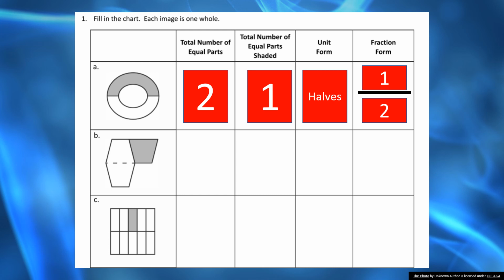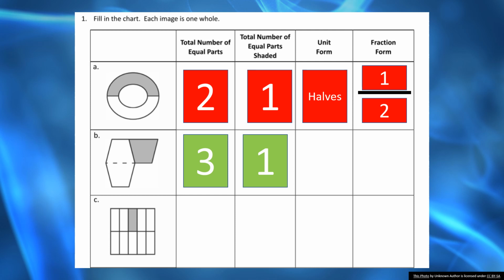Now, if you need to pause your video so that you can write this down for the shape or the image of letter A, go ahead and do so now. Now let's look at the image for letter B. How many equal parts do we see that letter B is made of? If you said 3, you're absolutely correct. Now we have to tell or define the total number of equal parts that are shaded. How many of these 3 parts are shaded? If you said 1, you're absolutely correct.